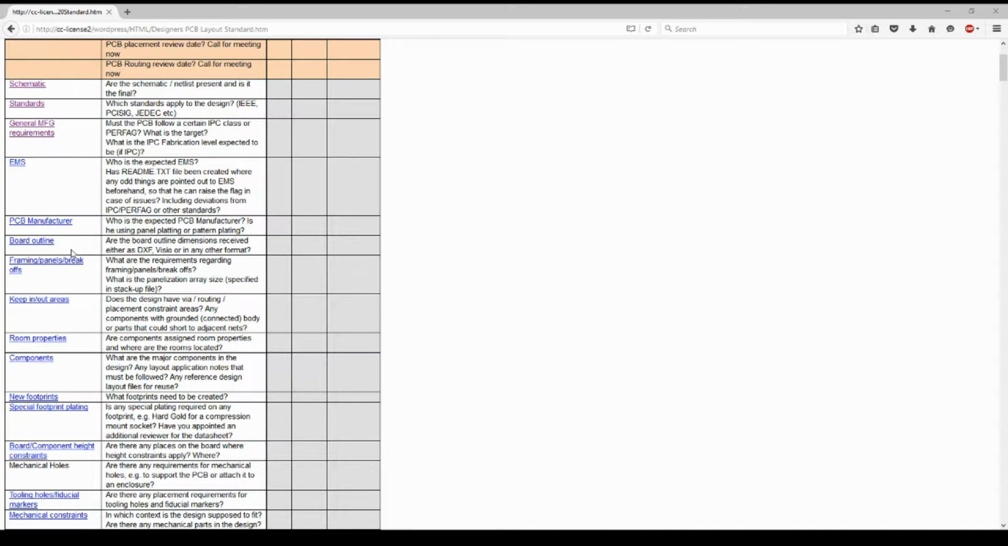Same goes with framing, panelizing and break-offs. It's good to know in advance because the placement of those will define where connectors or critical components can be placed. So again, if we know the stuff up front, then it's easy to do.